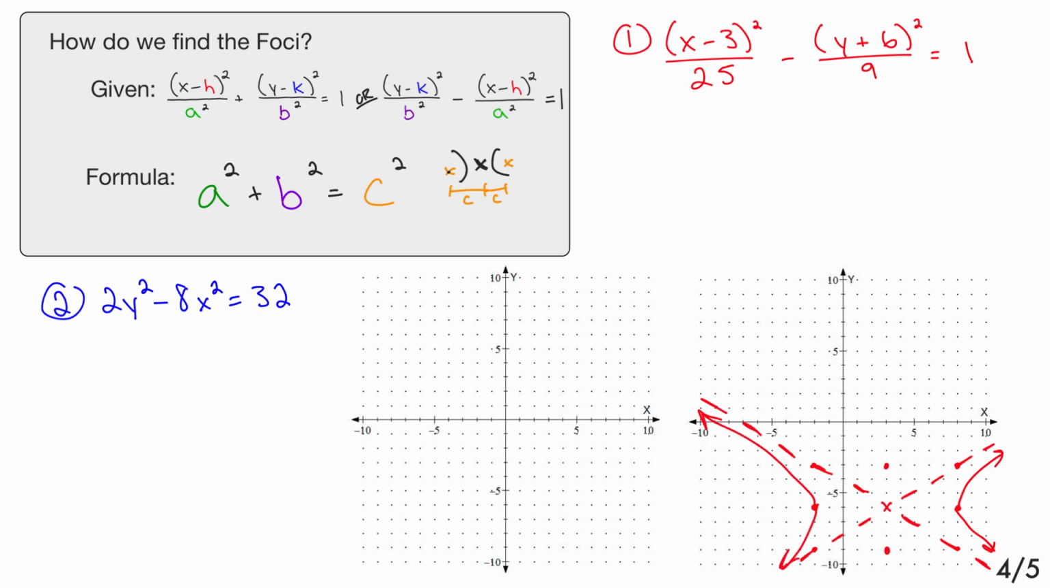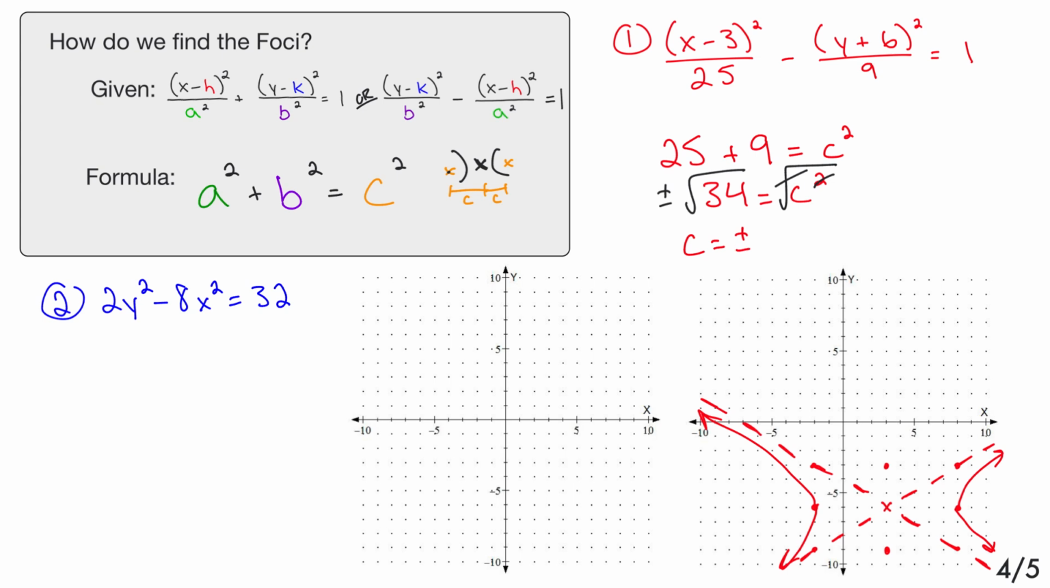But the last thing I need to know is, okay, where do I put my x's for my focal points? Where are those two locations? So I'm going to do the Pythagorean theorem. My a value squared, which is 25, plus my b value squared, which is 9, is going to equal c squared. 25 plus 9 is going to be 34. So 34 is equal to c squared. We're going to square root both sides to get rid of the second power. Don't forget your plus or minus. And we get c is equal to plus or minus the square root of 34.